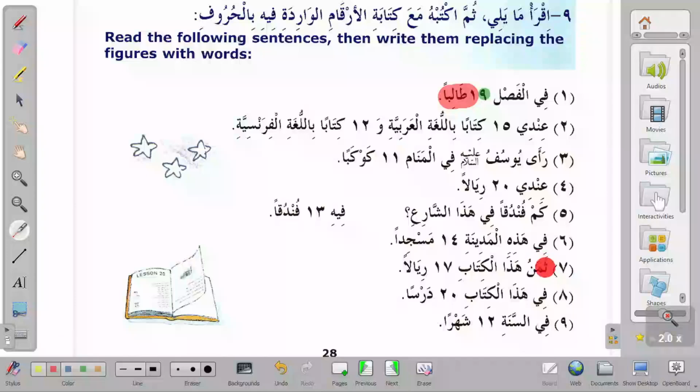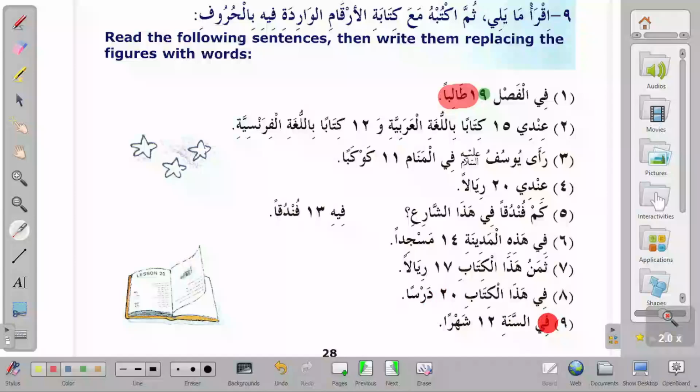Okay. Thamanu hadha al-kitab, the price of this book. Thamanu is price. Okay. Thamanu hadha al-kitab is what? This is 17, right? So how do you say it? Sab'ata ashara riyalan. Okay. Fi hadha al-kitab, in this book, there are 20 lessons. So how do you say it? Ishruna darsan. Fi hadha al-kitab ishruna darsan.